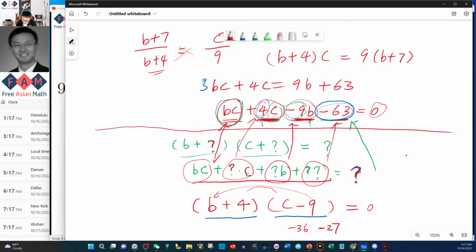So in that case, the right hand side would be 0. Meaning that the original equation now on the left hand side is this one minus 27, and we can move it to the right hand side to get 27. Okay, this is the so-called Simon's Favorite Factoring Trick.